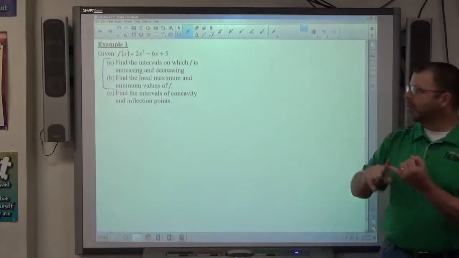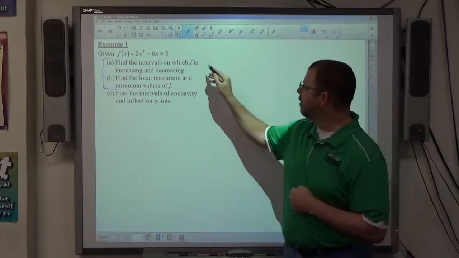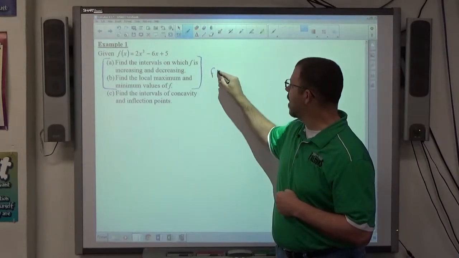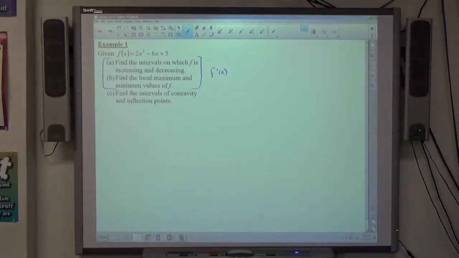So, intervals of increase and decrease and local maximum and minimum values are all about the first derivative. F prime of x establishes all that information. So when I'm answering that type of question, and again, where I'm going with this is I want to be able to graph things.